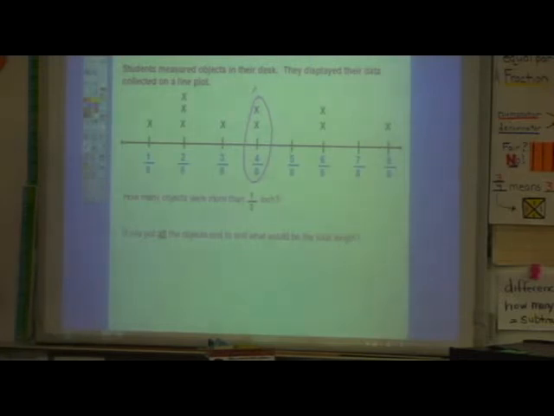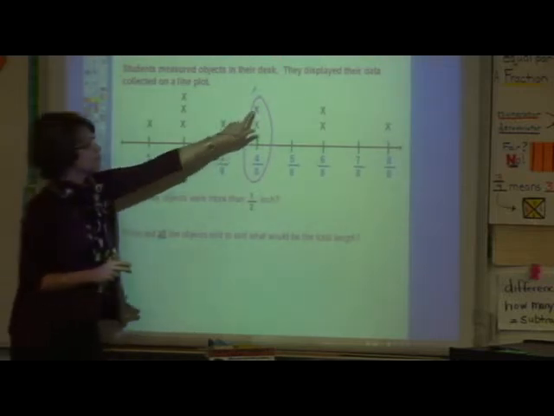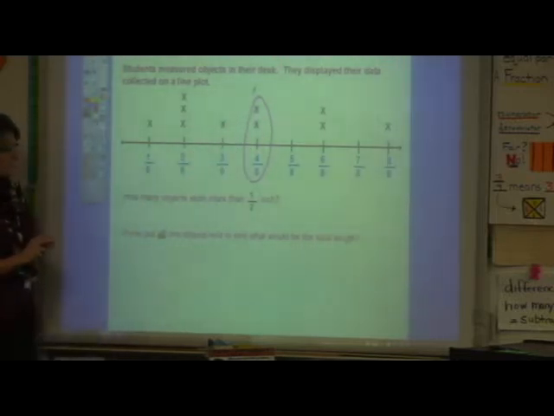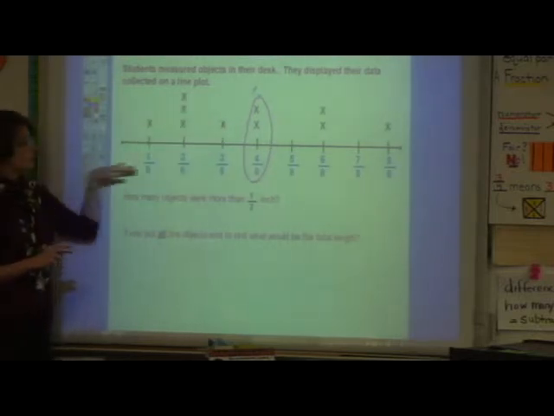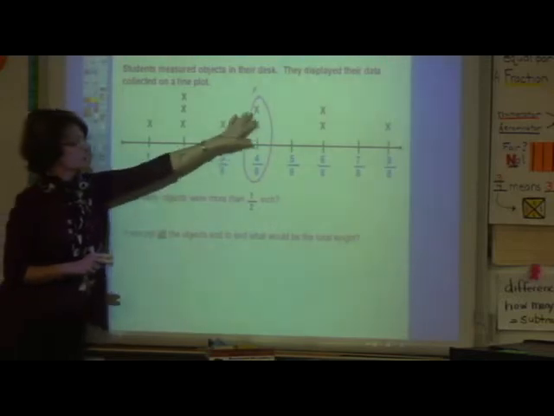Okay, so your second question would be, how many objects measured exactly 1/2? It would have been 2. Because remember, the X's represent the data. This is the numbers they were looking for, and this represents the data.